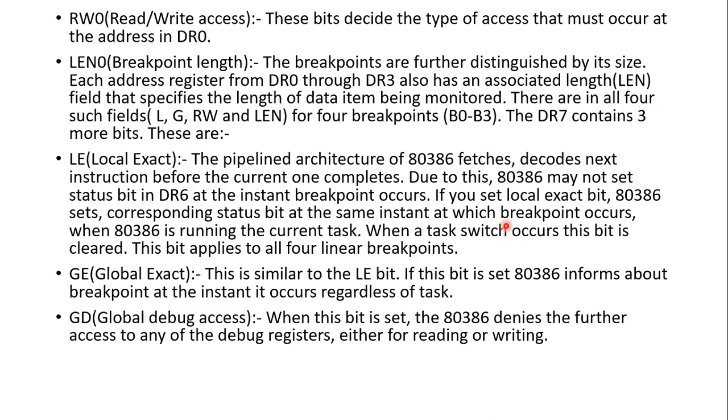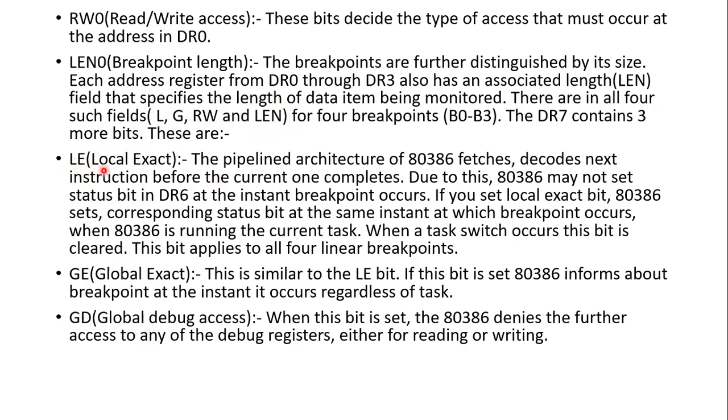So the DR7 contains three more bits. What are those three more bits? We have seen L, G, that is local and global, RW, that is read write, and Len, meaning length. Then the three more bits are LE, GE, and GD, that is local exact, global exact, and global debug access.